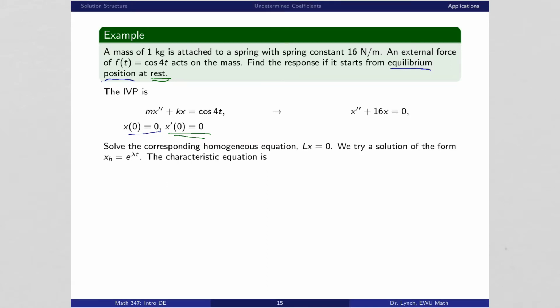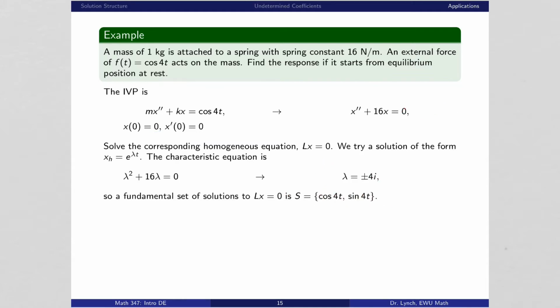Okay, so the first thing we'll do here is solve the corresponding homogeneous equation. In general, we want to solve x double prime plus 16x equals cosine of 4t, but we'll start by solving the corresponding homogeneous equation. That homogeneous equation is given by x double prime plus 16x equals 0. Okay, so we know how to do this. Try a solution of the form e to the lambda t. Identify the characteristic equation. The characteristic equation has roots that are purely imaginary, giving rise to a fundamental set of solutions, cosine and sine.